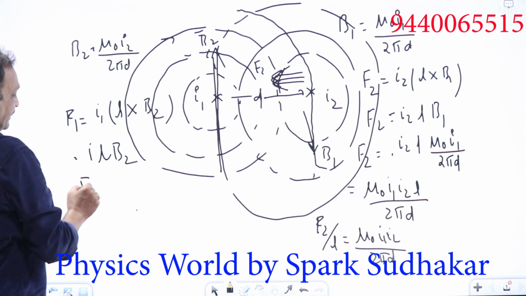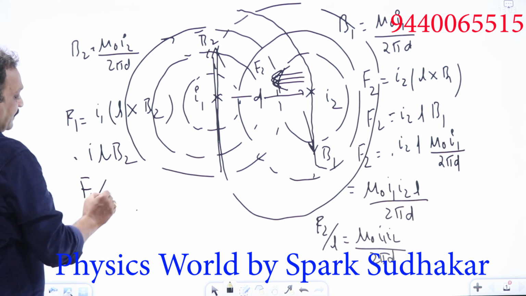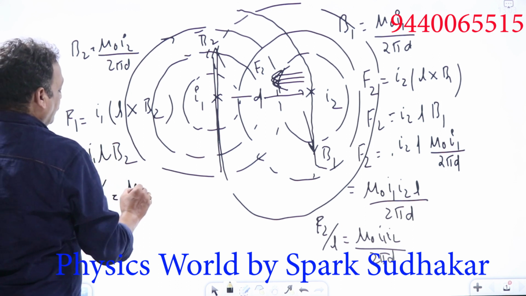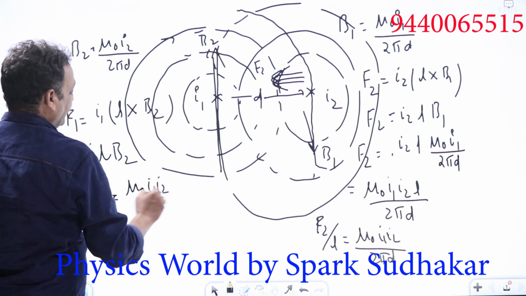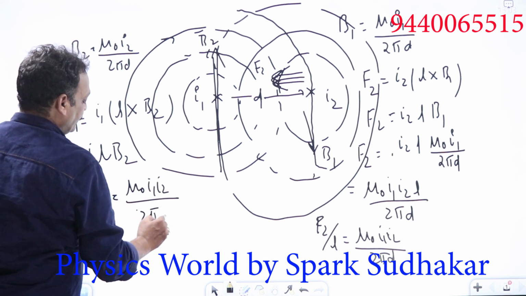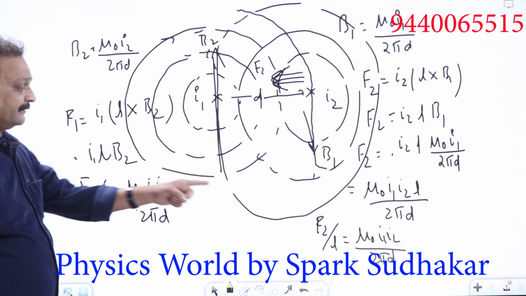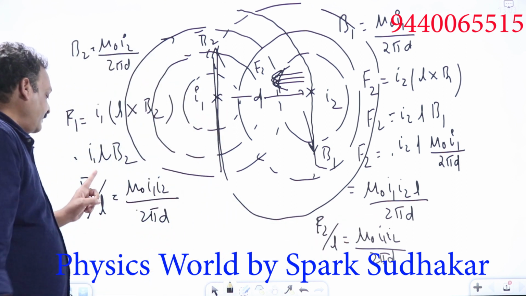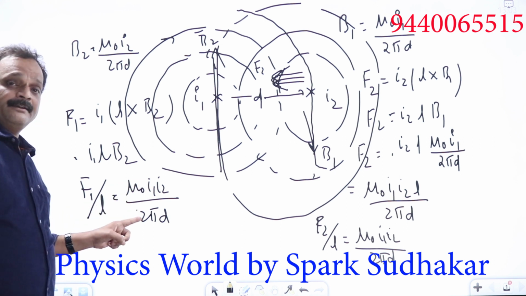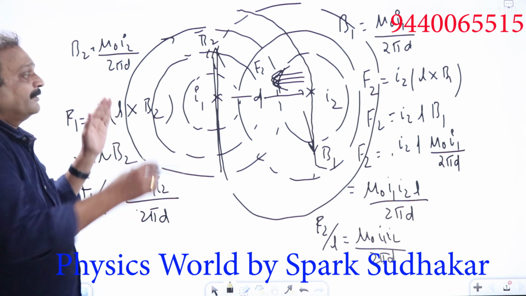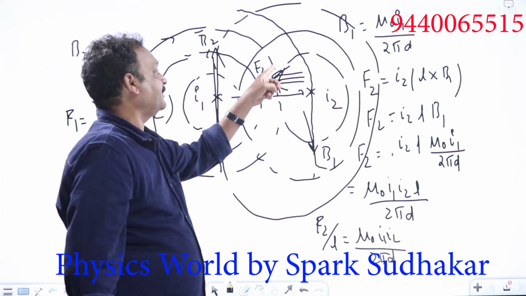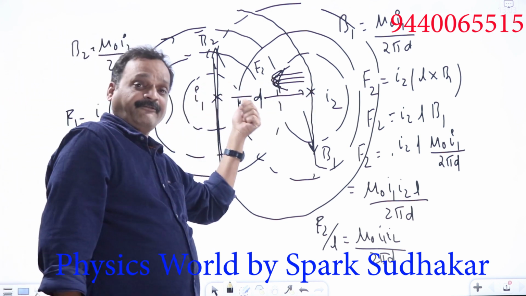B2 is nothing but mu naught I2 by 2 pi d. Substitute that value here, and bring that L to this side. Force on the first wire per unit length is mu naught I1 I2 by 2 pi d. Now, F2 by L is also mu naught I1 I2 by 2 pi d. That is, the forces are equal in magnitude.